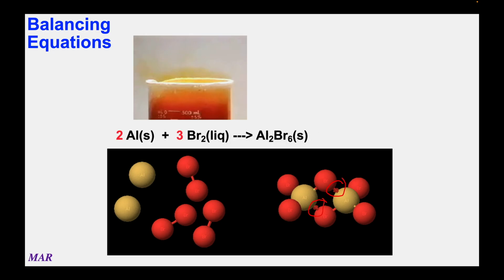So to balance this reaction, 2 aluminums need 3 Br2s to make Al2Br6. Now on the bottom down there, you can see the actual atoms. So beginning, the aluminum's kind of the gold. There's 2 of them, and we need 3 Br2s. You can see there's 3 of these Br2 units. And the atoms on the left equal the atoms on the right. So the reactant atoms equal the product atoms. We are good to go. This is a balanced chemical reaction.